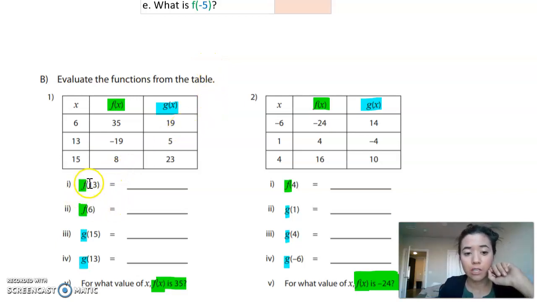Again, this just tells you what one to look at. So if you see an F in front of this, you're ignoring this column, okay? And you're just looking at these two. If there's a G in front of it, ignore this green column and just look at this g of x, okay? The letter in front of it tells you which column to focus on.